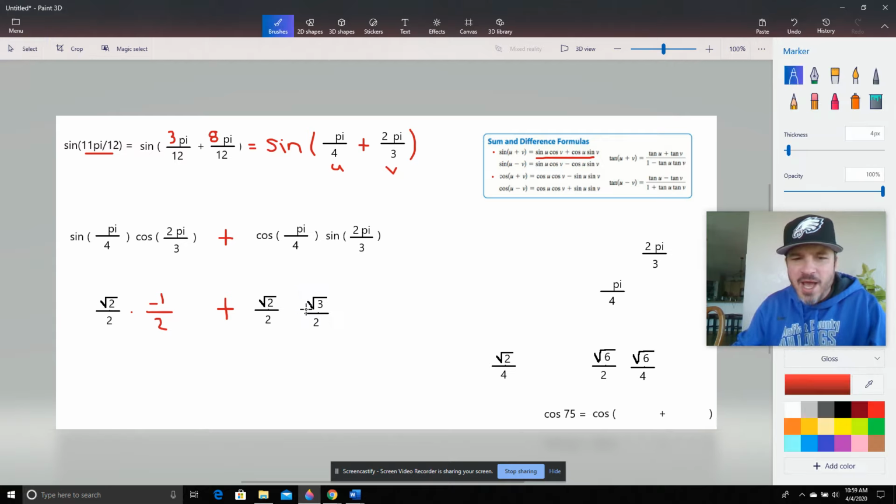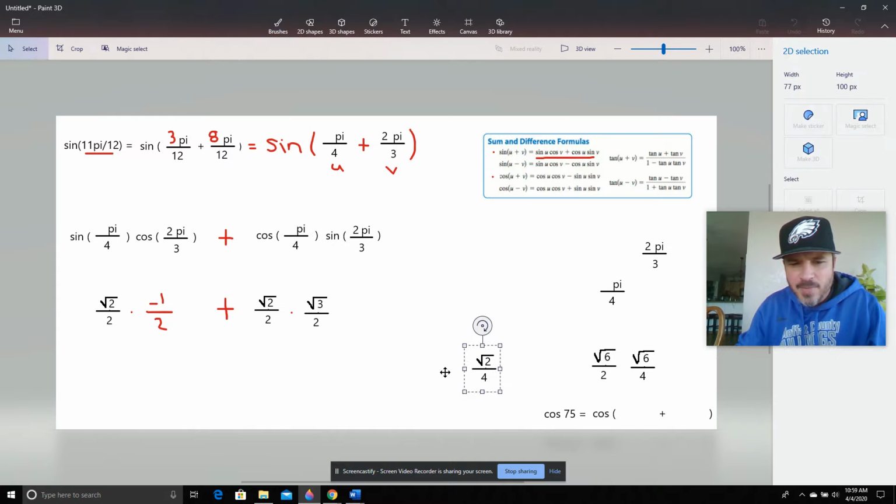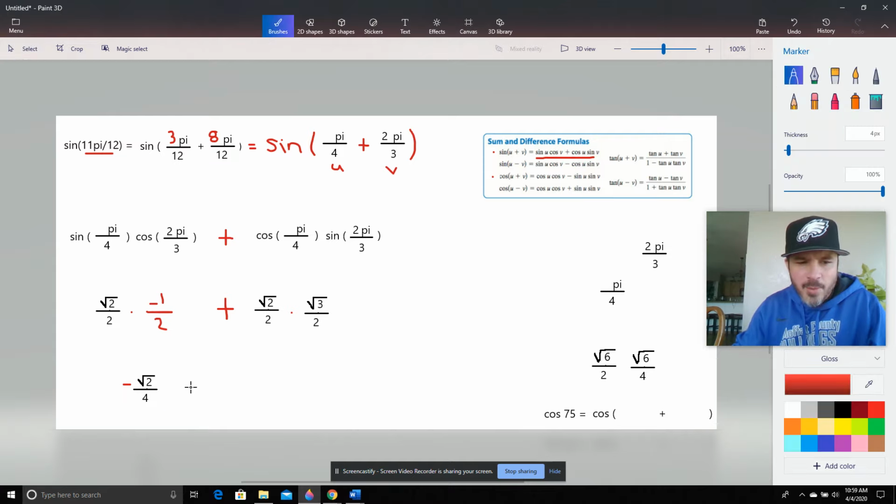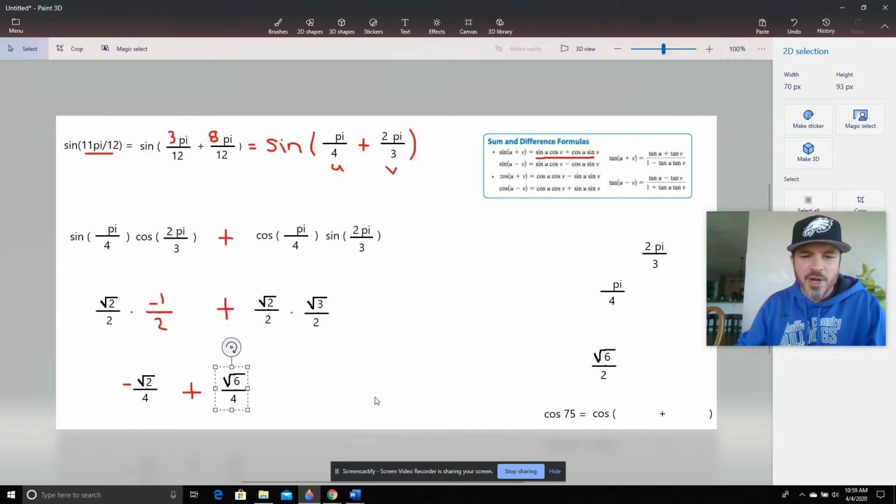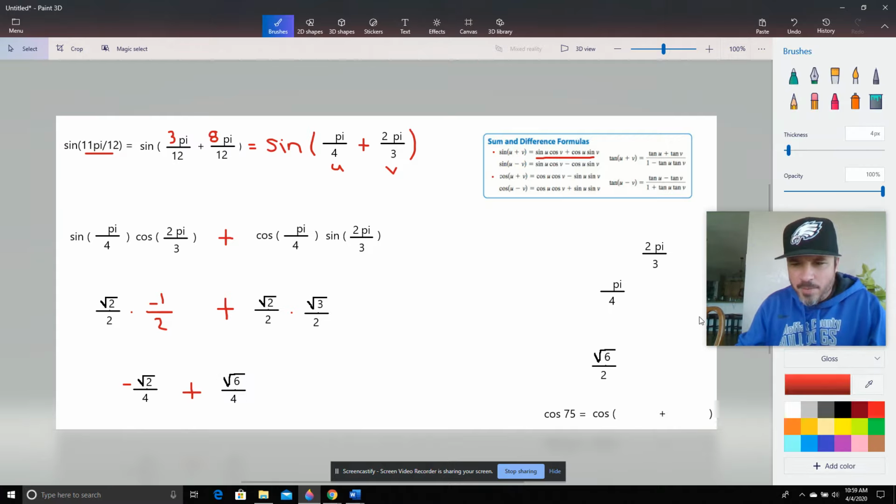So then when we multiply straight across, this fraction just becomes this guy right here, just with a negative in front of it. And then we're going to be adding, multiplying straight across right here to get this guy. And then we're going to get just one big fraction at that point, where the numerator would be root 6, take away root 2, all over 4. So that's our exact value.